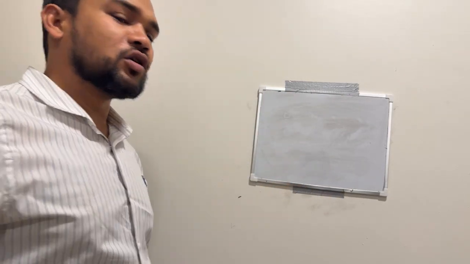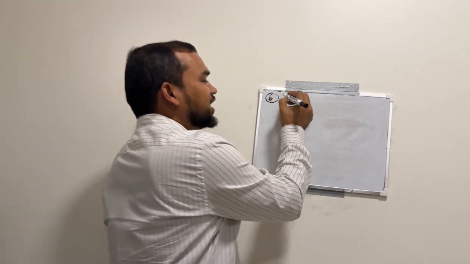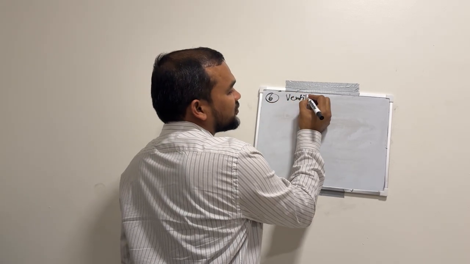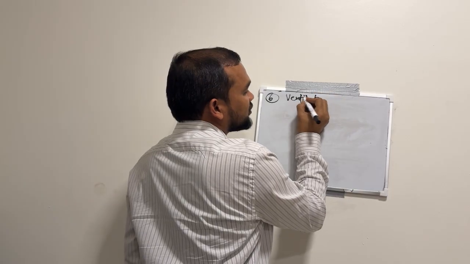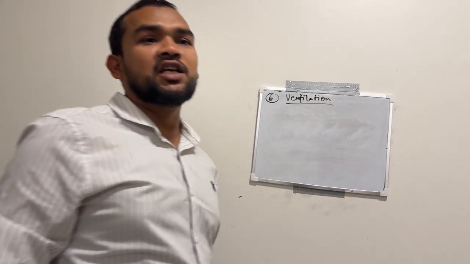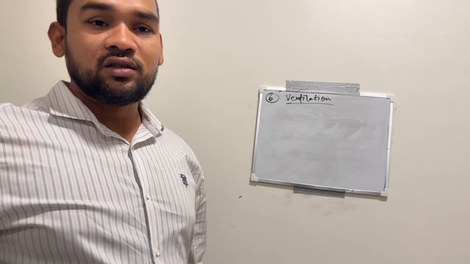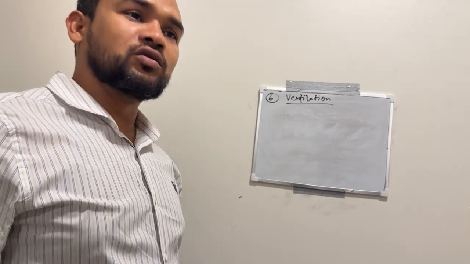Now we have another topic, number 6. Number 6 is ventilation. What is ventilation? Ventilation is movement of air. Ventilation means movement of air from inside the room to outside the room.